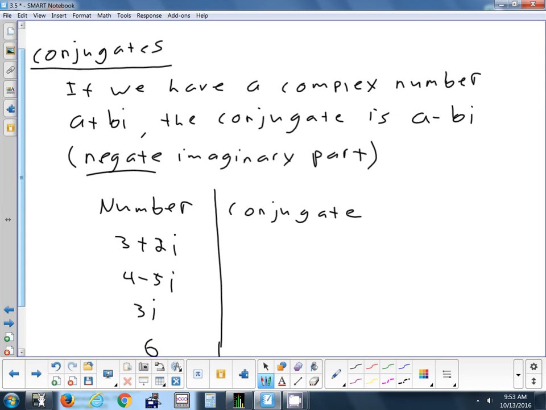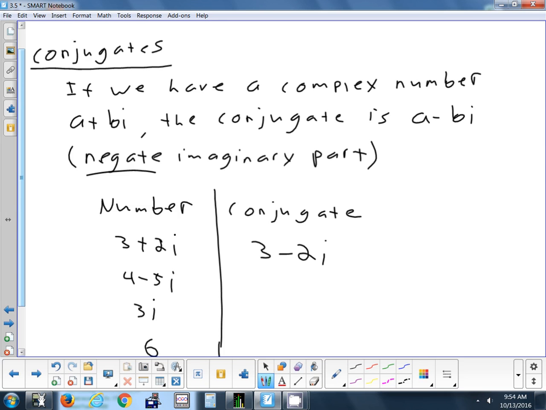All that a conjugate is, is when you change the sign of the imaginary part. That's what negate means. Make it the opposite of what it is now. Don't touch the real part. Just change the sign of the imaginary part. So if I had 3 plus 2i, what would be the conjugate of 3 plus 2i? 3 minus 2i.